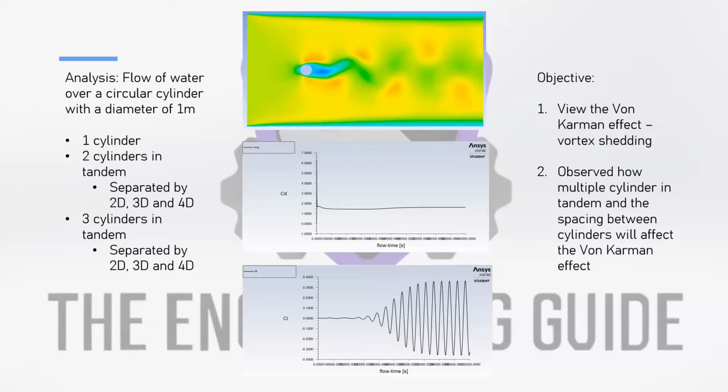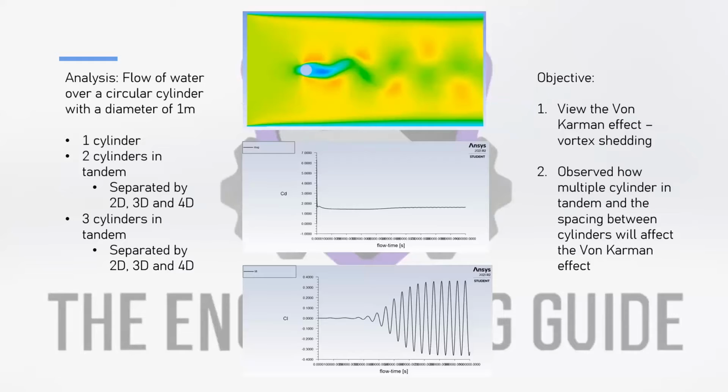On screen now in the middle, you can see that these are the results that we are going to want to obtain from the one cylinder simulation. So we have the contours up here where we can evidently see the vortex starting to occur as they are shedding off the cylinder. And the solutions we're going to want to plot for are the coefficient of drag and the lift coefficient here.